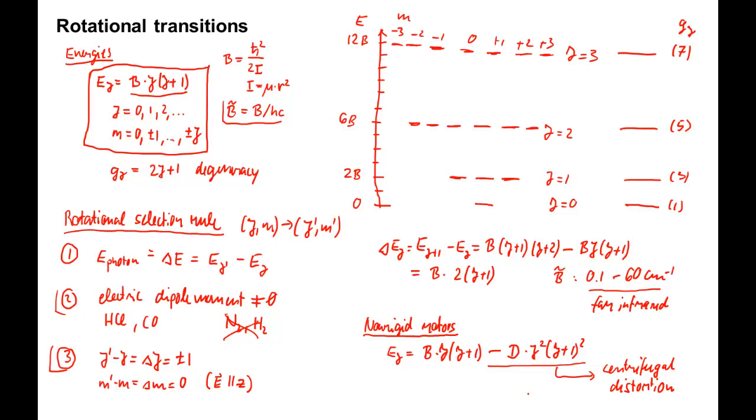In summary, we have looked at the energy level diagram of a rigid rotor and seen that there is high degeneracy. Transitions are only allowed between adjacent levels, delta J equals plus minus 1, and require a non-zero electric dipole moment. Finally, for non-rigid rotors, there is an additional centrifugal distortion term.